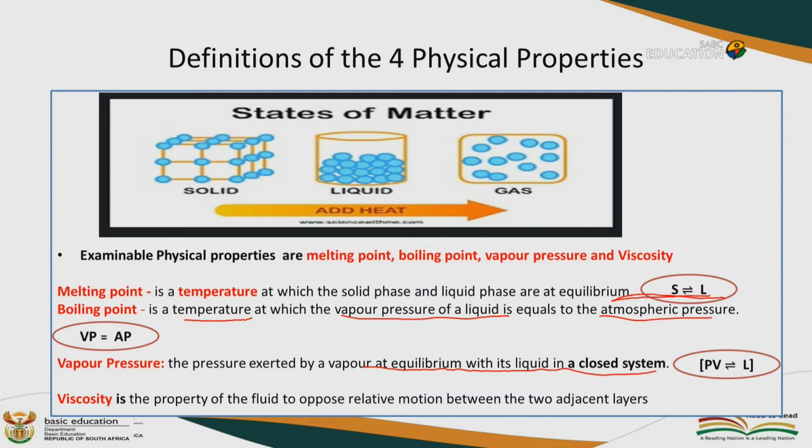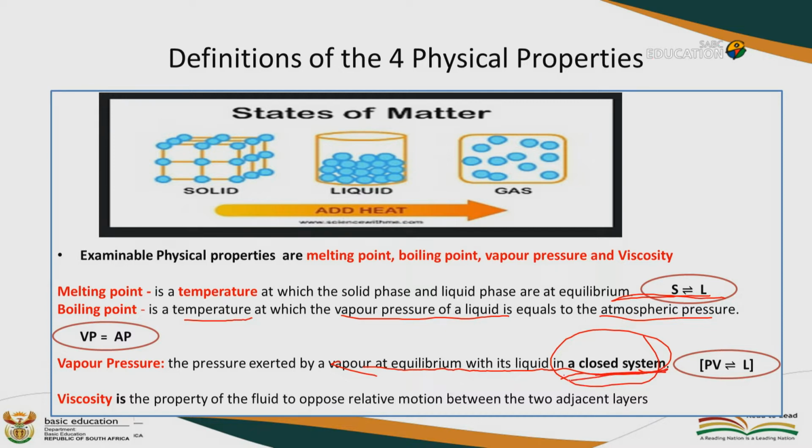This is very important, that when you define vapor pressure, you must indicate that this is happening in a closed system. Why closed system? Because if the system is open, water will escape the container as vapor. Then you won't be able to have your vapor pressure measured correctly. So we are saying here it must be in a closed system. Vapor pressure is the pressure exerted by vapor at equilibrium with its liquid in a closed system.